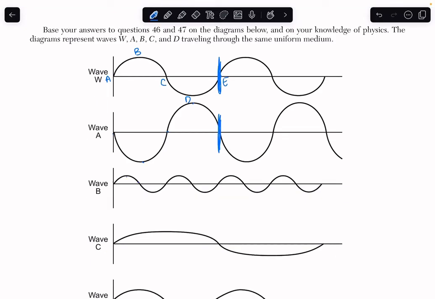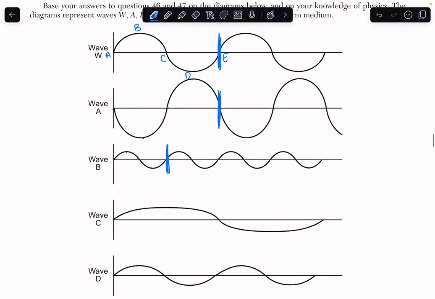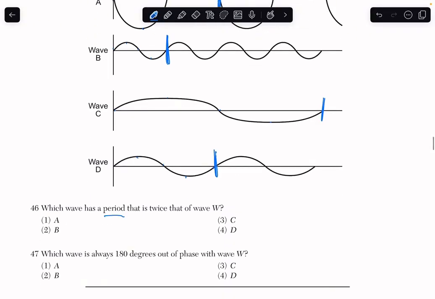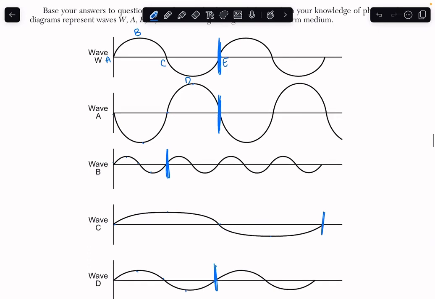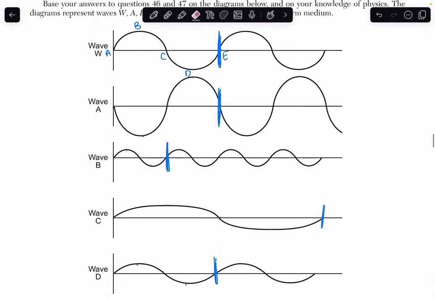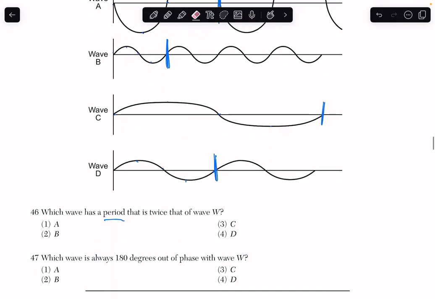A, B, C, D, E, one wave. So which wave has a period that's twice that of wave W? That is going to be wave C. You can see that's the only one that takes longer than wave W.